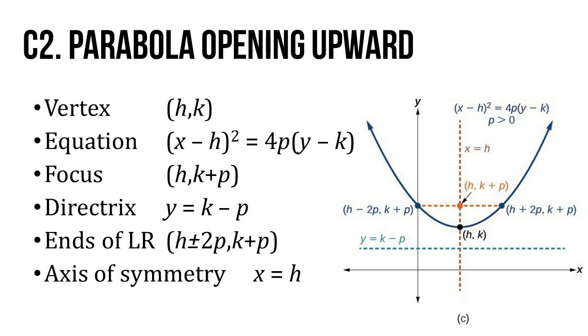When a parabola that opens upward has vertex (h, k), the equation in standard form is x minus h squared equals 4p times y minus k. The focus is (h, k plus p). The equation of the directrix is y equals k minus p, and the ends of the latus rectum are (h plus or minus 2p, k plus p), and the equation of the axis of symmetry is x equals h.